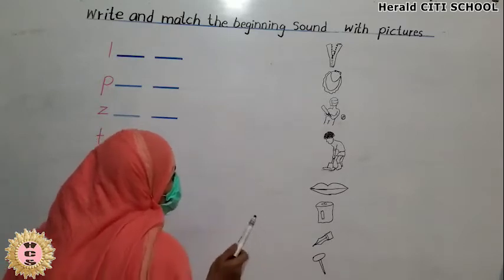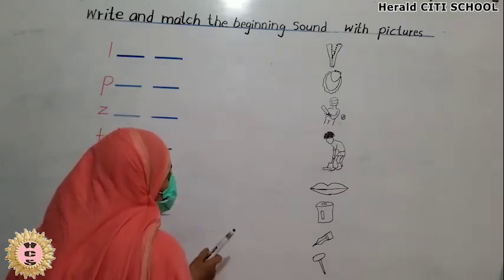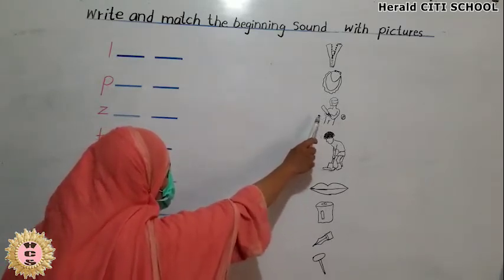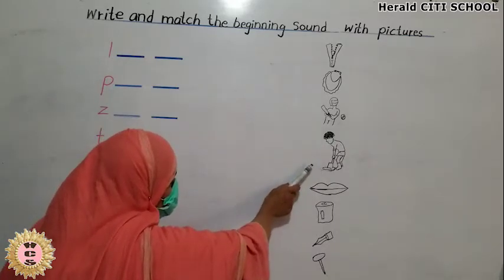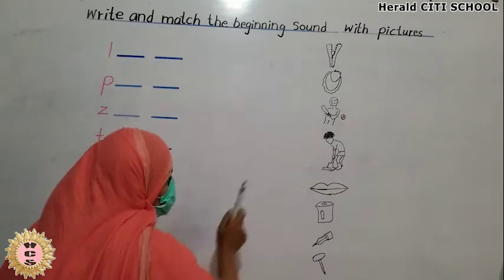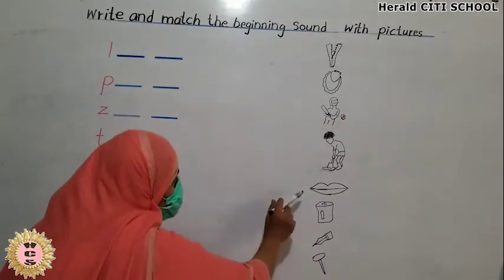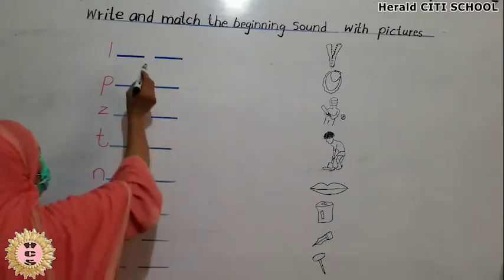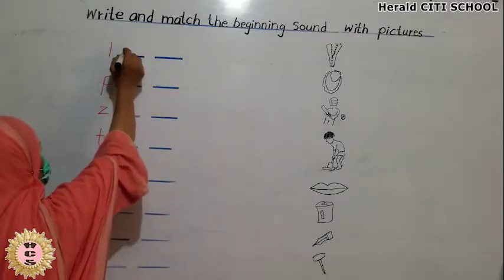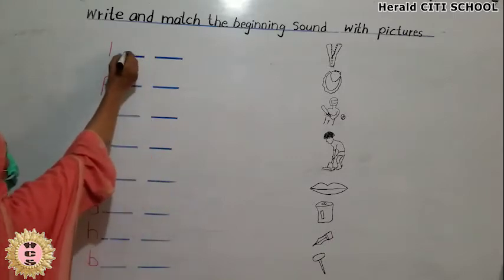And what is he doing? He is hitting. No, hurt. And what is he doing? He is digging. And what is this? This is a lip. Lip. So we will write here the spelling of lip.